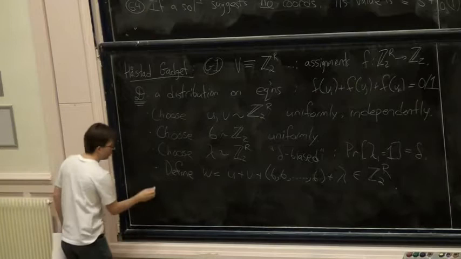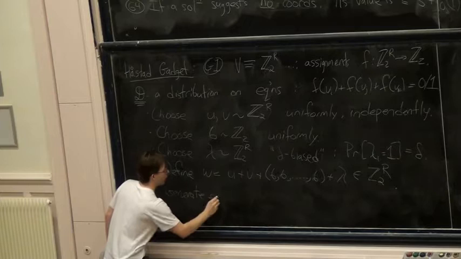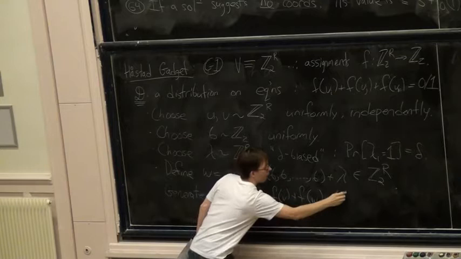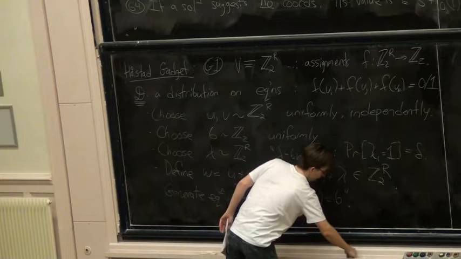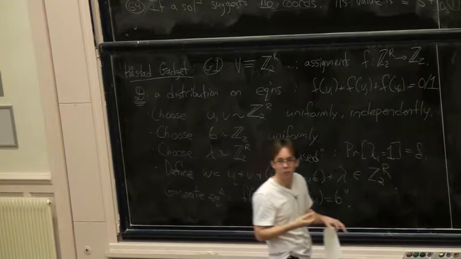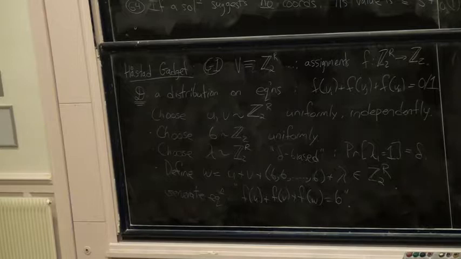And finally, D will output or generate the equation f of u plus f of v plus f of w equals b. So that's the end of the definition of D, and therefore the end of the definition of the gadget, which I remind you is an instance of weighted Max-3-Lin mod 2. Is that clear? It's a bit complicated.